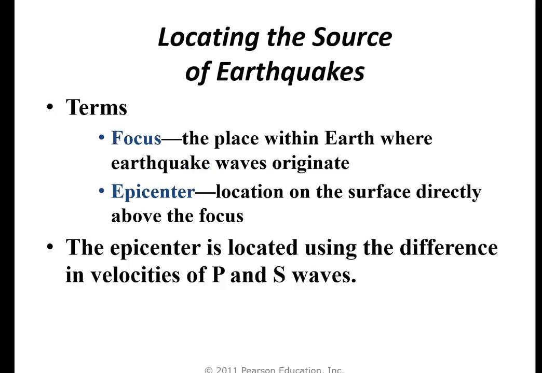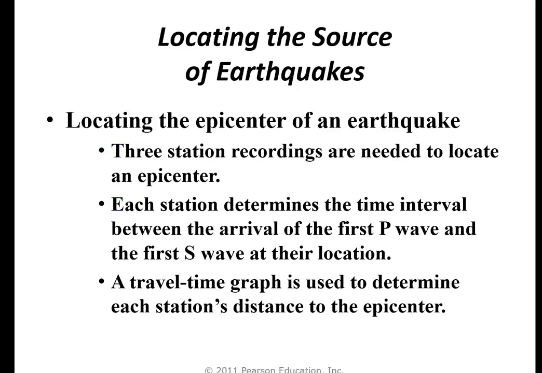So we've already talked about the focus and the epicenter. The epicenter is located using the difference in velocities of the P and S waves. So to locate the epicenter of an earthquake, 3 station recordings are needed. Each station determines the time interval between the arrival of the first P wave and the first S wave at their location. A travel time graph is used to determine each station's distance to the epicenter.